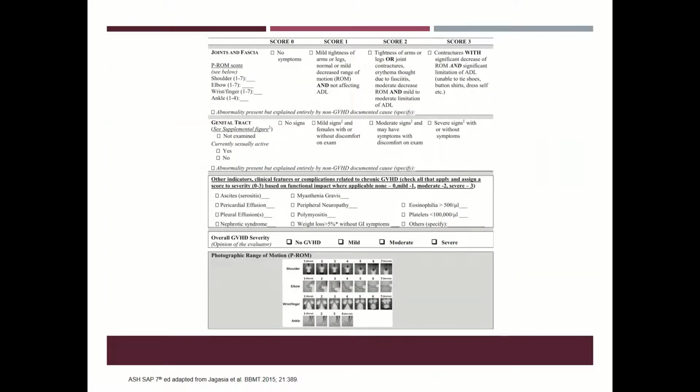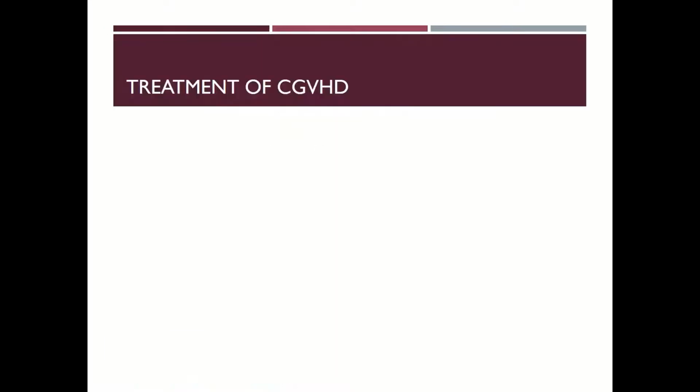This is an example of one portion of the NIH scoring document, showing you the scoring of joint and fascial disease and genitalia, as well as other indicators that may be present in graft versus host disease. I invite you to consult the full document. Let's turn now to talk about the treatment of chronic graft versus host disease.